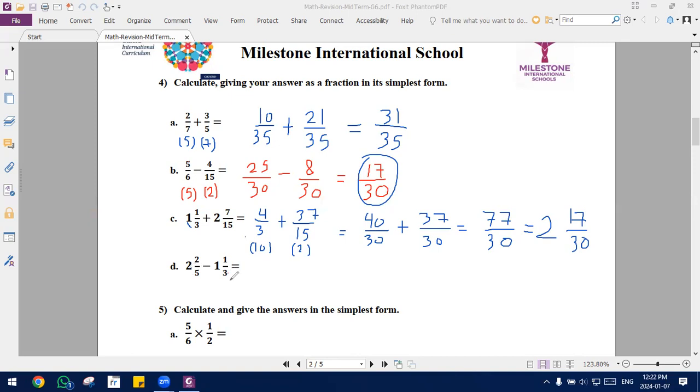Now the last one. 2 times 5 is 10 and 2, 12 over 5 minus 4 over 3. Now to make them having the same denominator, we should make them 15. So the first one I'll multiply it by 3, the second one I'll multiply it by 5. Now 12 times the 3, 36 over 15 minus here times 5, 20 over 15.